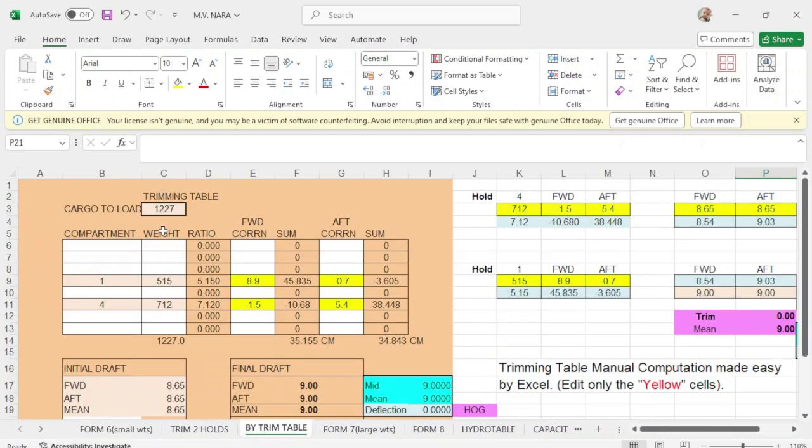Still here you have the recommended cargo to load, 1227, and in hold number 1 you load 515, and in hold number 4, 712. And then you apply the correction table, which is this one from your manual.